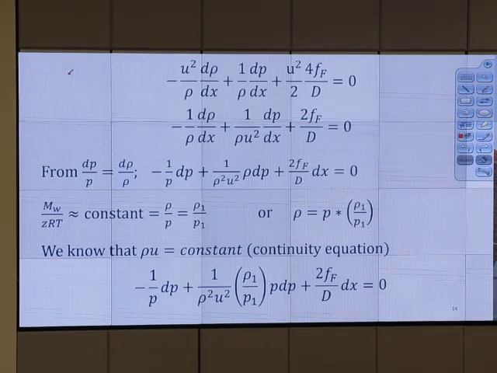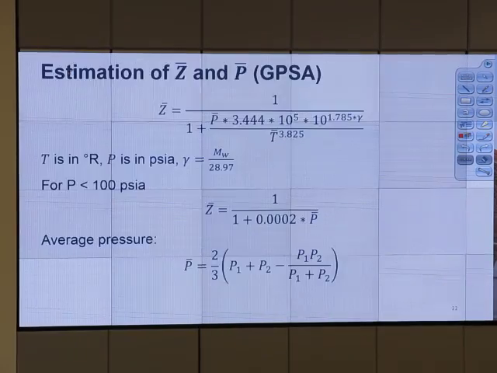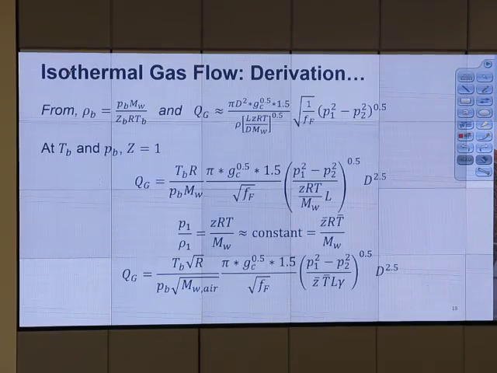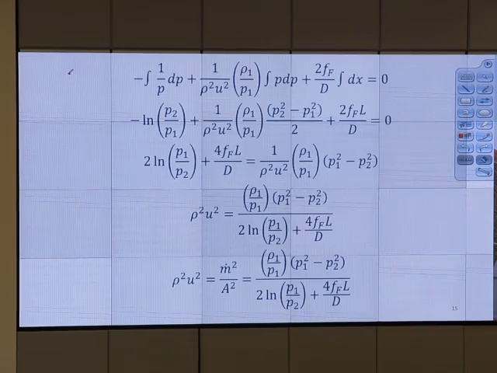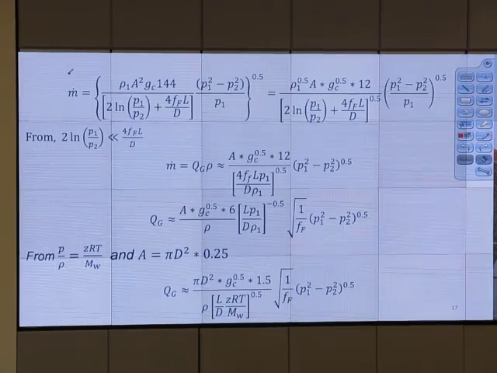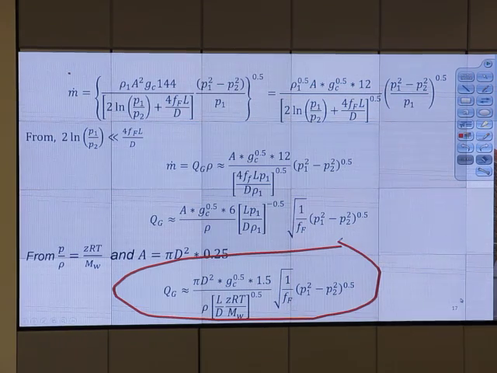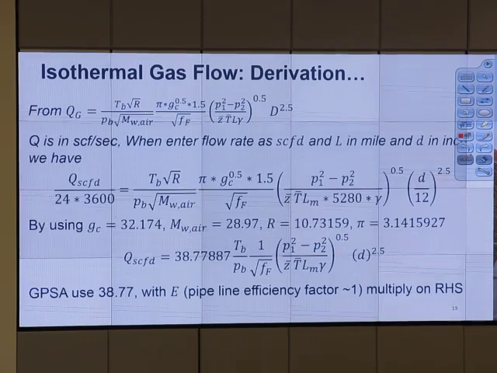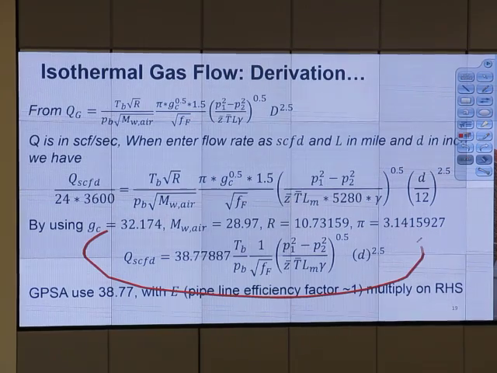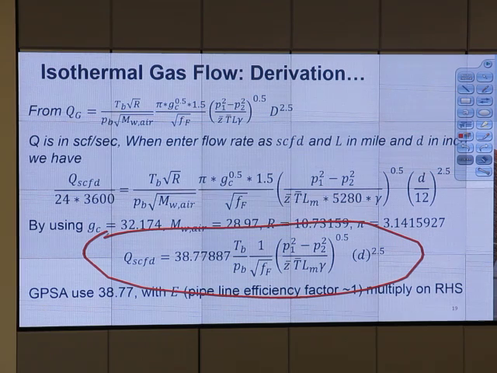So last time we went through the derivation. At the end, we get this equation, right? And when I put everything in, I get 38.778 something. So that is the isothermal flow equation. You recall this?